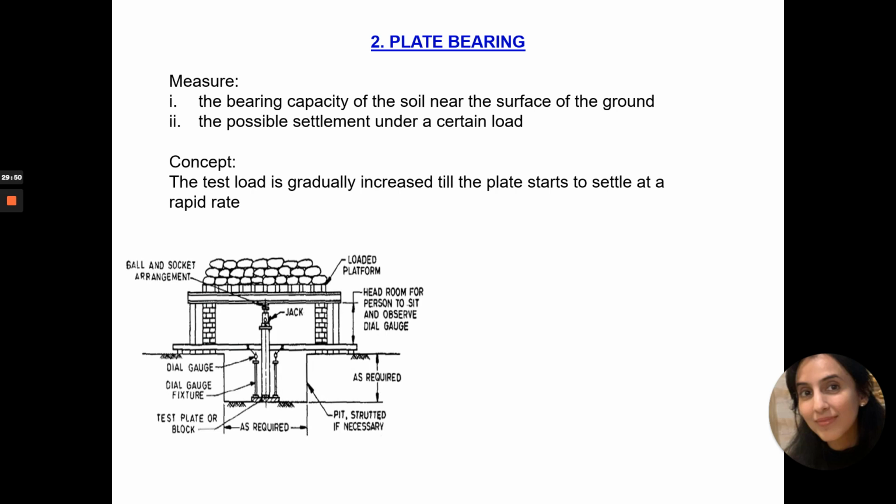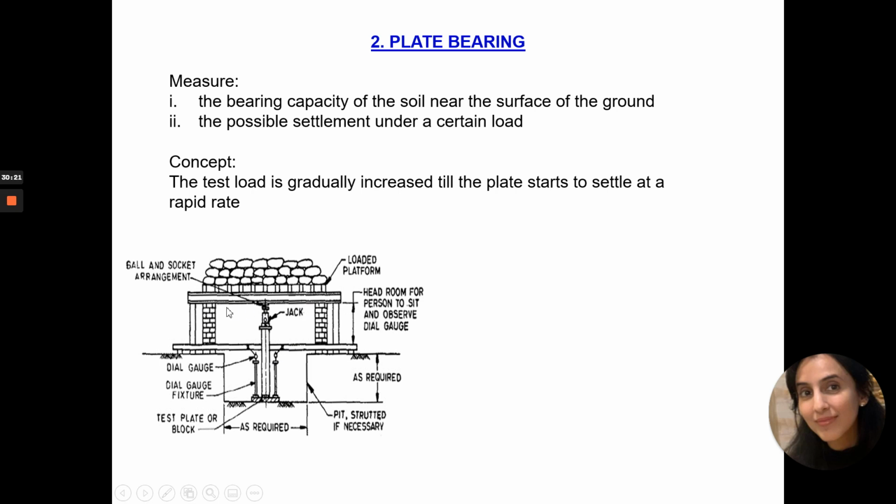So that's the figure, an illustration to give you a general idea. If you see in the middle, they excavate a pit. I've also seen cases where they didn't excavate a pit, but do it on the surface. So basically they excavate a pit and put a plate here, and on top of the plate they will have the jack and dial gauge and everything to read the data.